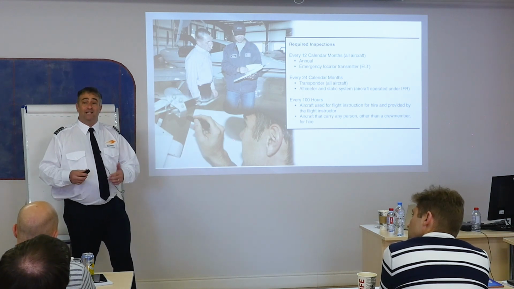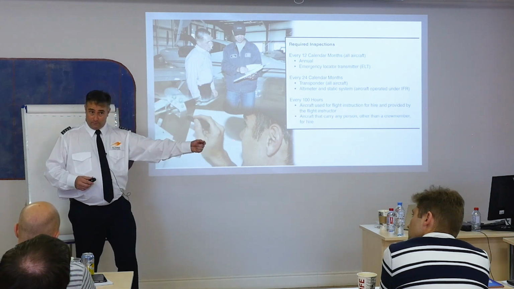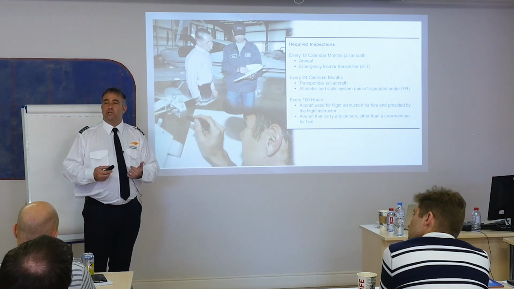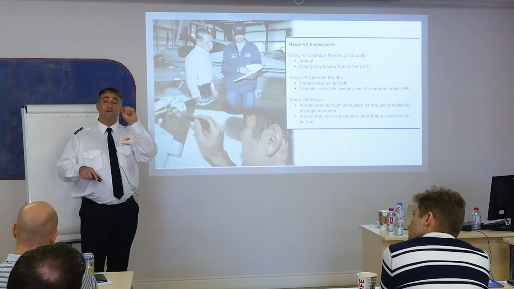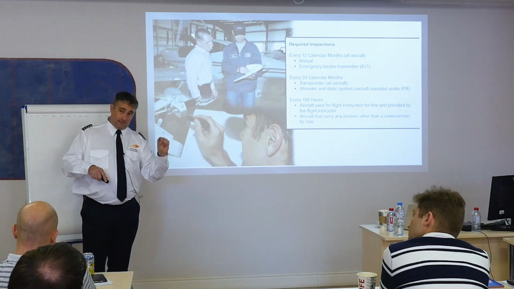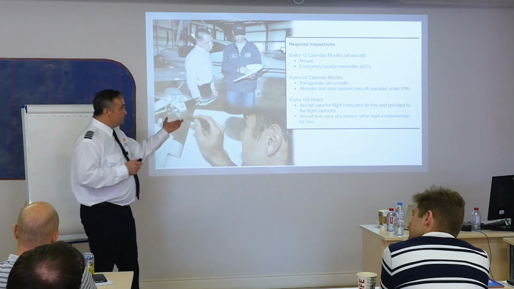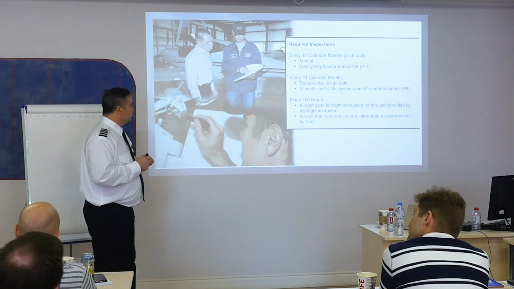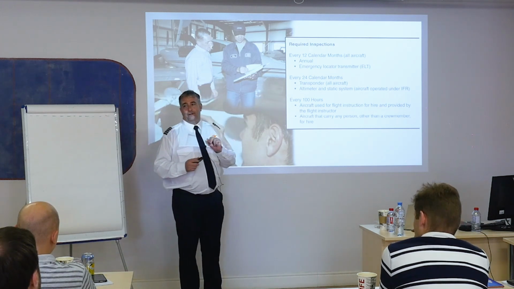Calendar months just means go 12 months and then the last day of that month. Okay? So if I had my annual inspection done today, my annual inspection is good, it's valid, until next February 28th. Unless next year's not a leap year, is it? Probably, all right, whatever. So it's good all the way until the last day of that month, 12 months from now. Okay? Every 24 calendar months, we need a transponder.